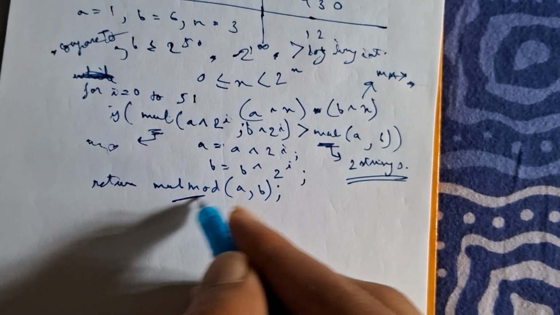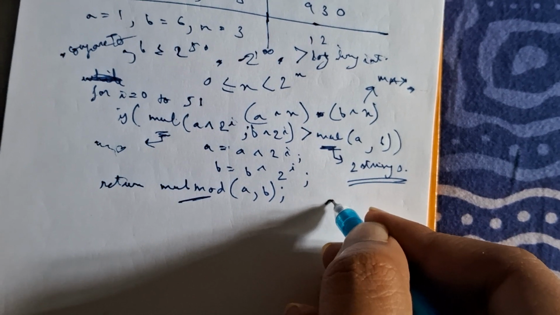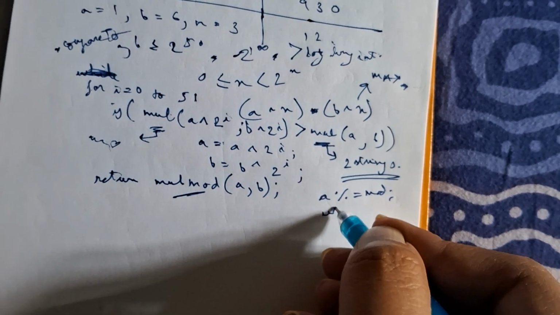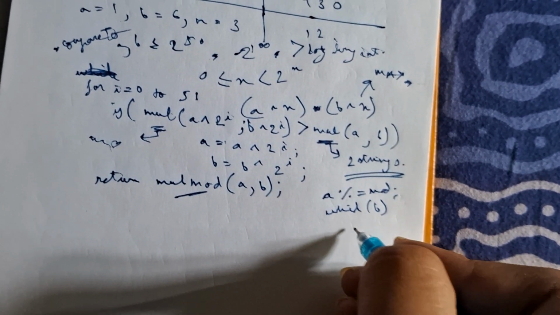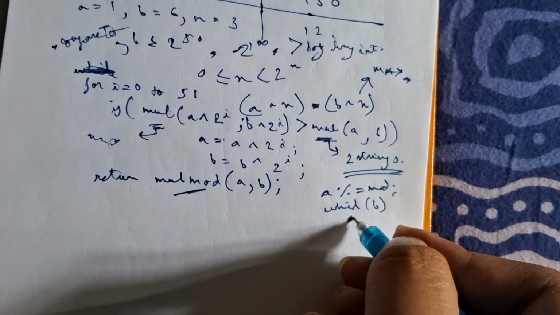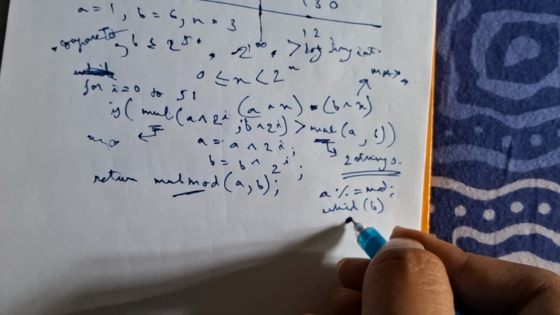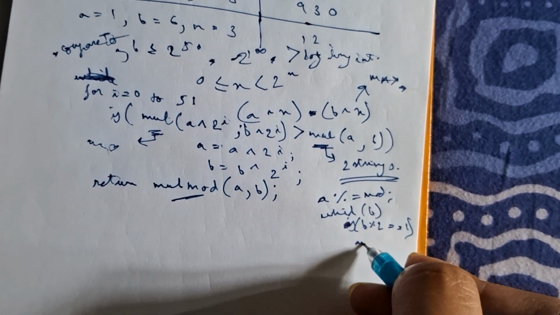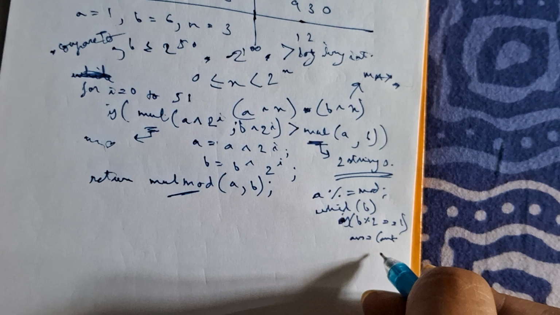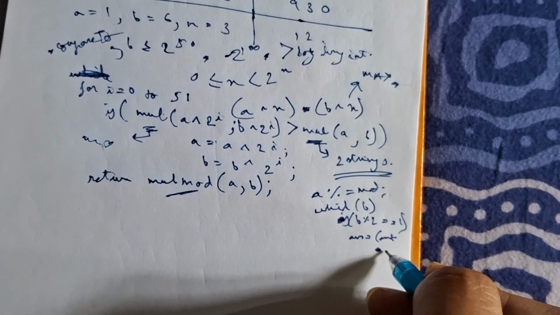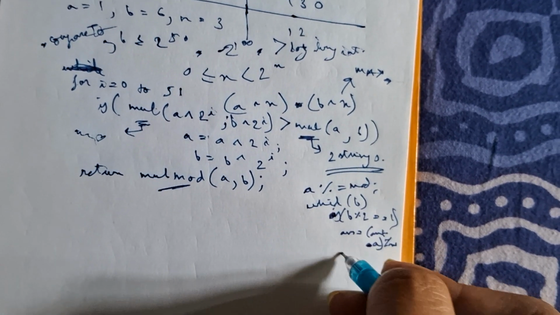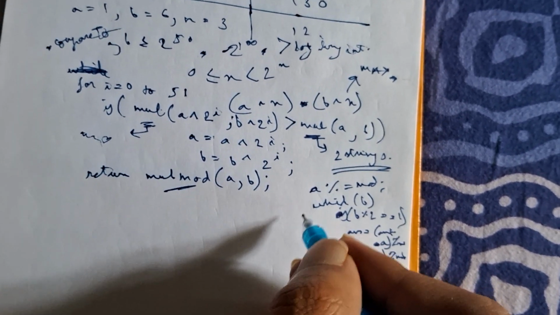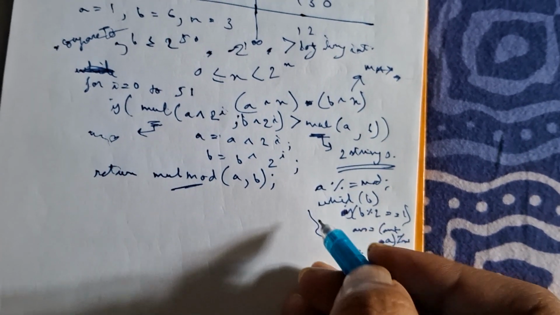And this mul mod is a very simple method. I don't know whether you know about this: A mod equal to mod, then while B, if B mod 2 is equal to 1, then you're going to make answer equal to answer plus A mod, and A is going to be 2A mod. Like this is a function. I won't explain it. So this is how you're going to do this.